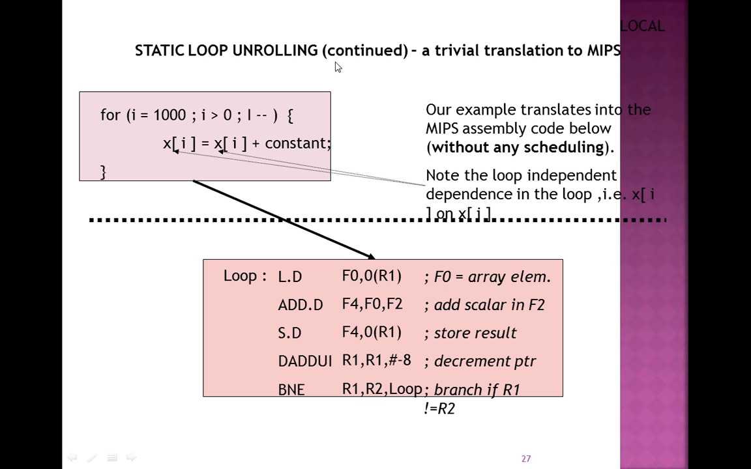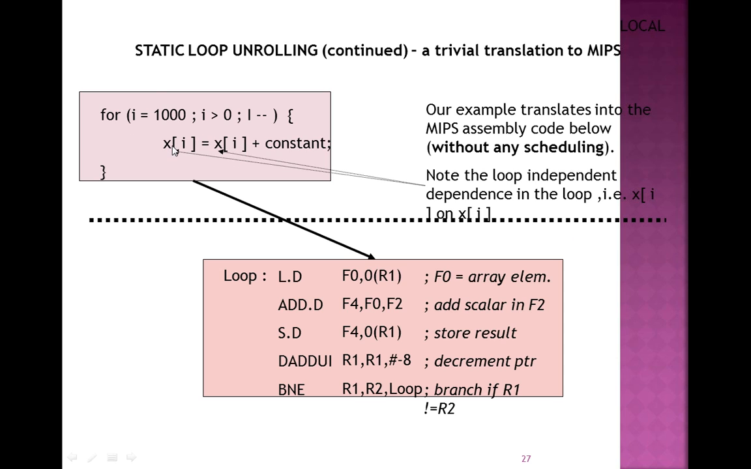Now, what is static loop unrolling, continued? A trivial version in MIPS. Our example translates into the MIPS assembly code below without any scheduling. Note the loop dependence in the loop, that is x[i] on x[j]. So this is your x[i] on x[j], that is x[i] on x[i]. That is, more than one loop iterations are dependent on one another.